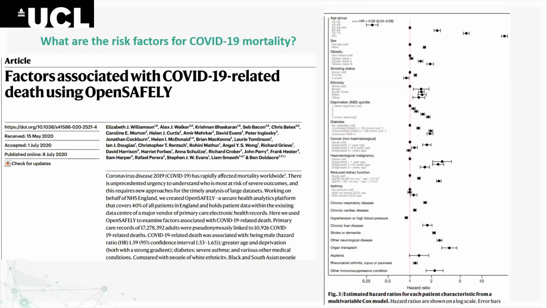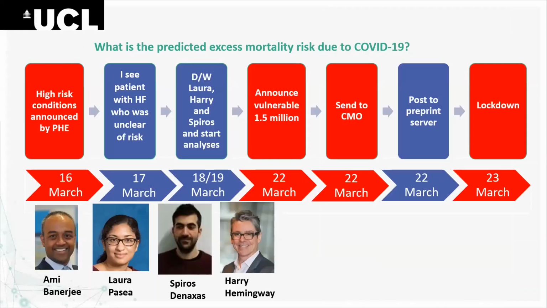In the seminal OpenSAFELY paper, I say seminal because it really opened our eyes to the power of national linked data, and also looked across all the risk factors for COVID mortality. But the question was being asked from the direction of what are the risk factors for COVID-19 mortality? And we came at a different angle, not because we came up with that question, but because a patient asked what's their excess risk due to the pandemic versus their baseline risk.